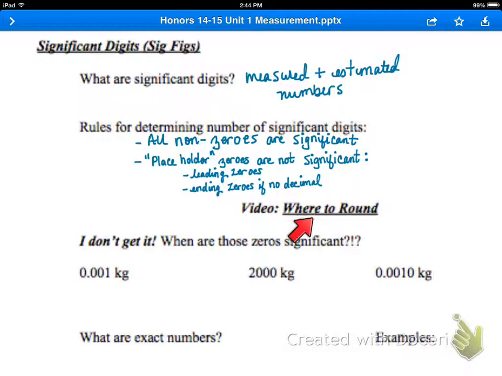So there's a link in Schoology for a video that talks about where to round. That's a really good thing to look at. So go look at there, watch the video, and it'll help you remember what the rules are for where to round.